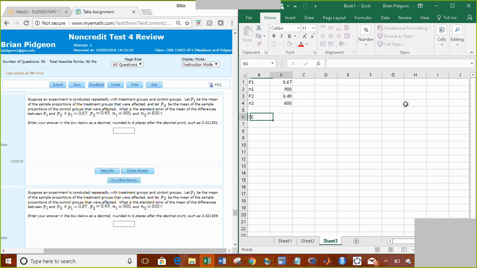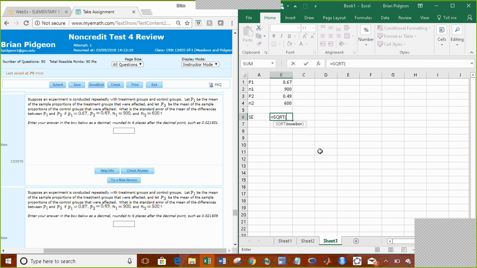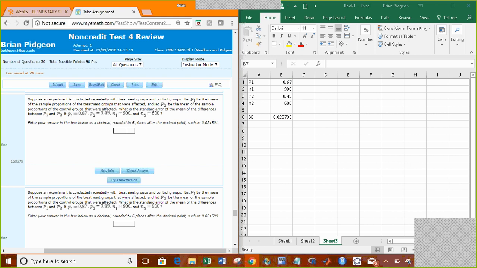So the standard error is the square root. Now with one sample stuff, just to reiterate, it was P times 1 minus P over N. But in this case, we have two proportions, so it's going to be P1 times 1 minus P1 over N1, plus P2 times 1 minus P2 over N2. Done. 6 decimal places. 1, 2, 3, 4, 5, 6. We are good to go.